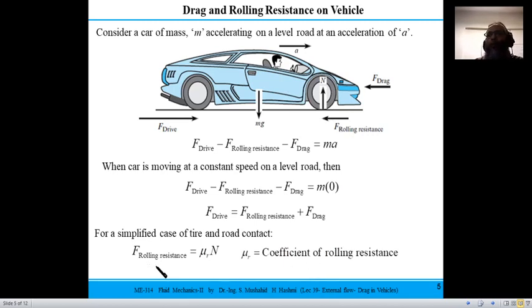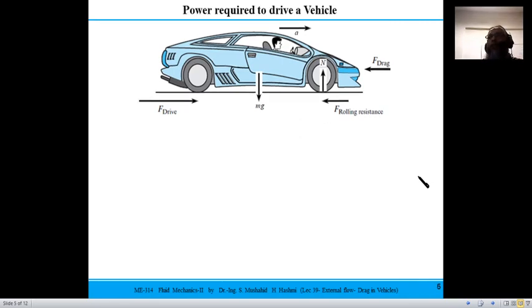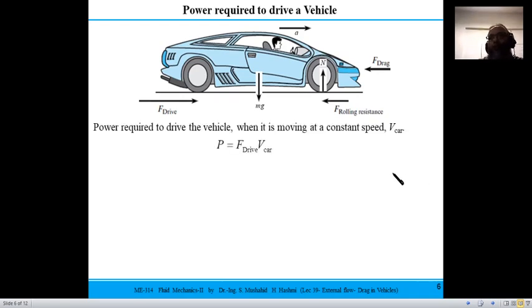So this would be the formula for calculating the rolling resistance. If we are interested in calculating the power, we know the power is the driving force times the velocity. So once the car is moving at a constant speed, v car, then the power required to drive the car would be the driving force times the speed of the car.